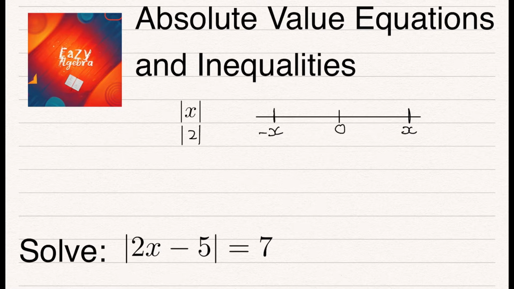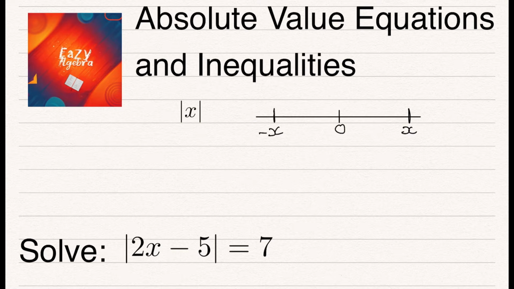The absolute value of 2 is 2. It's 2 units away from 0. But the absolute value of negative 2 is also 2 because it's still 2 units away from 0. It's just to the left this time. But absolute value doesn't look at the sign. It only looks at the absolute distance. So now, how does this play out in an equation?